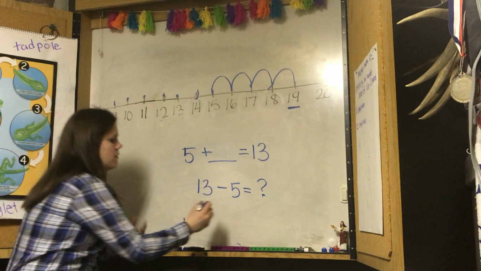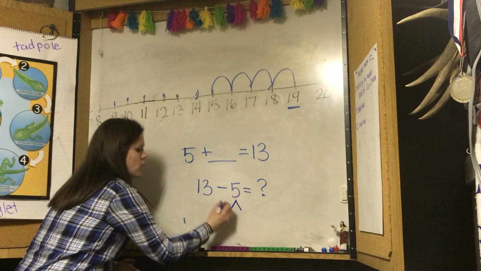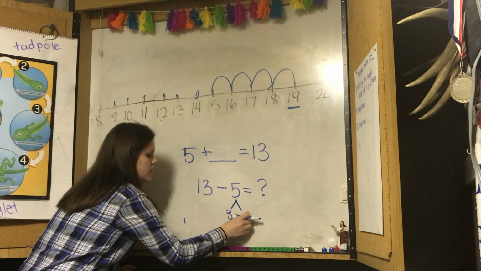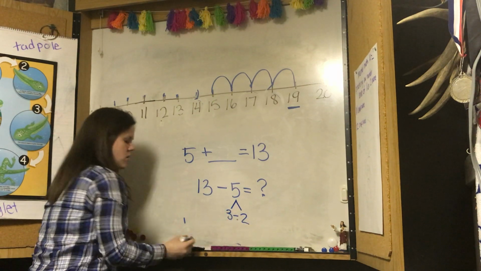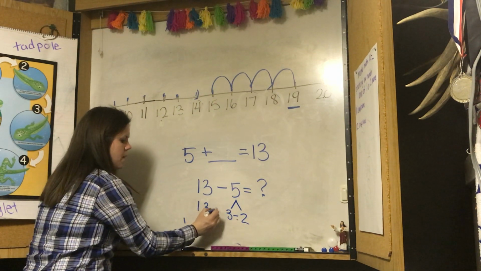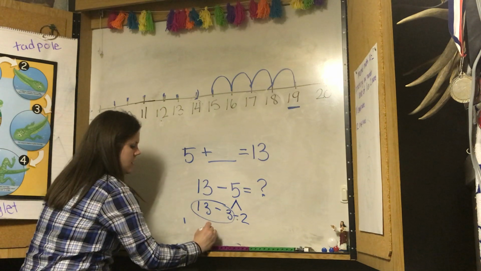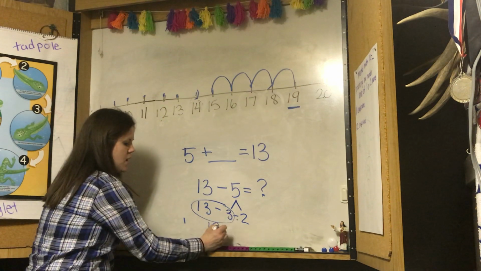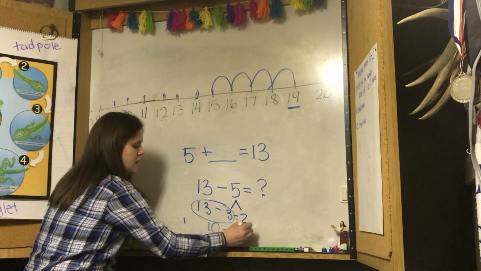Let's use what we know about making 10. I know 5 can be broken down into 3, it's a subtraction sentence, and 2. So 13 minus 3 is 10. 10 minus 2 equals 8.